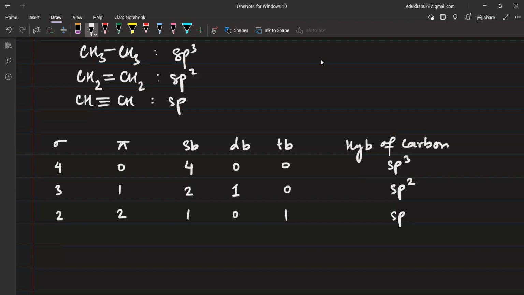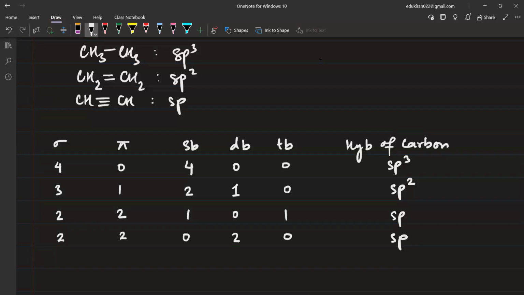Now, there is another case in which you can have 2 sigma and 2 pi. And that case is when you are going to have only 2 double bonds, right? This is 0 single bonds and 0 triple bonds. So 2 twos are 4. We still have 4 bonds, right? In this case also, you will have sp. All of you got this in terms of pi, sigma, single, double, and triple? Yes or no? Please tell me.